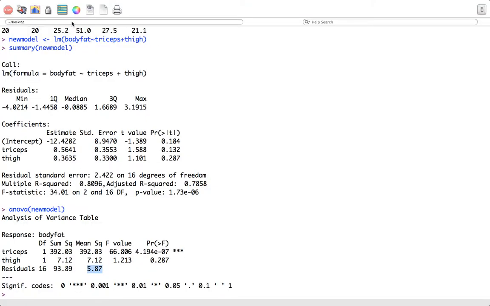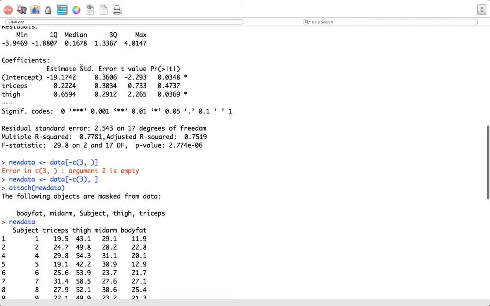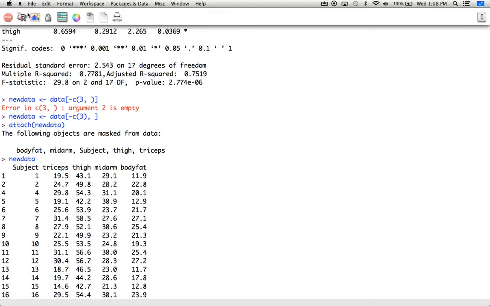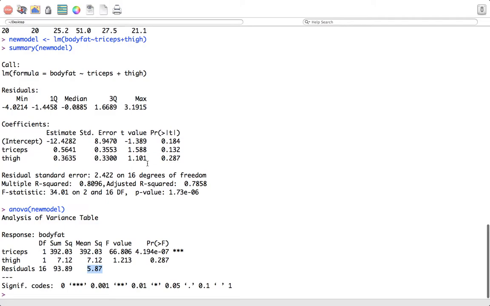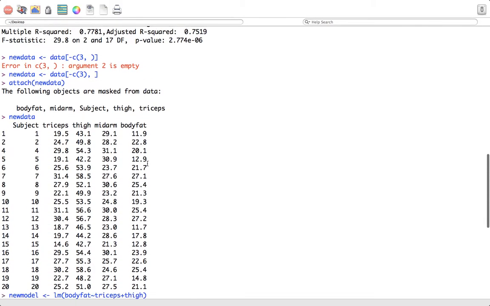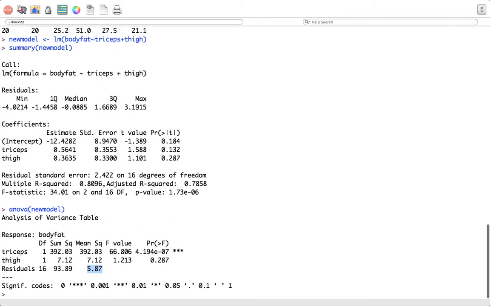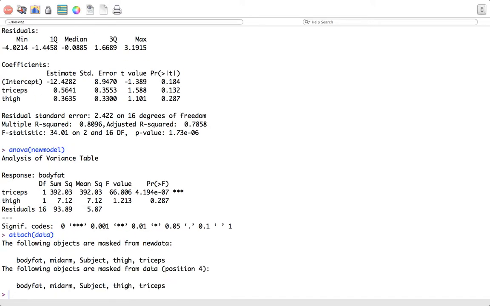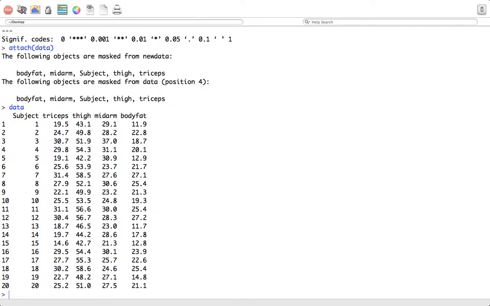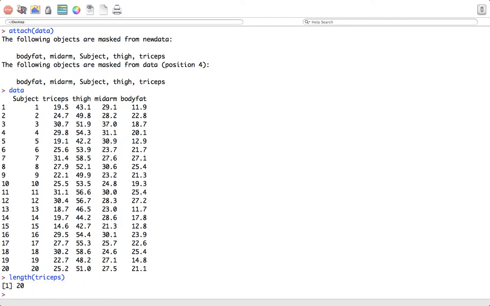We've got this as data, so let me just attach the data. That should get me back to my original data set with all 20 observations. Let me check that the length of triceps is 20. Okay, I'm back now doing my calculations with the entire data set.